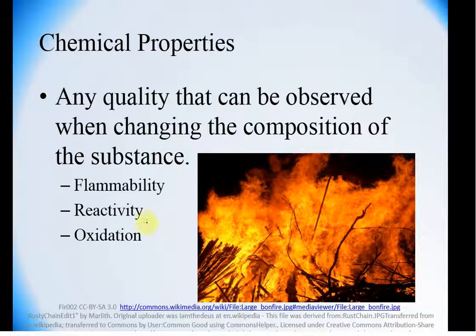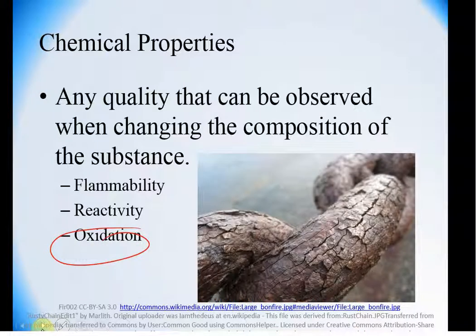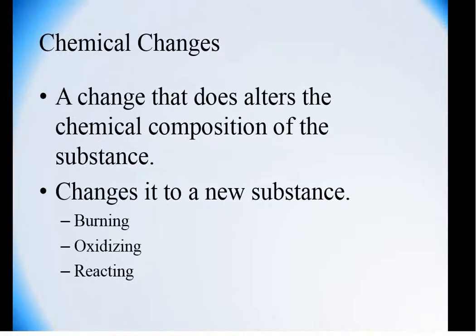If you react something, you're going to get a new substance. It's not going to be the same anymore. If you oxidize metal, it is now going to be rust. It is no longer the same metal that it was. It is now a new compound. Chemical change is going to alter the composition of the substance. Same three things really. Burning something, oxidizing it, reacting it. Those are what you get.